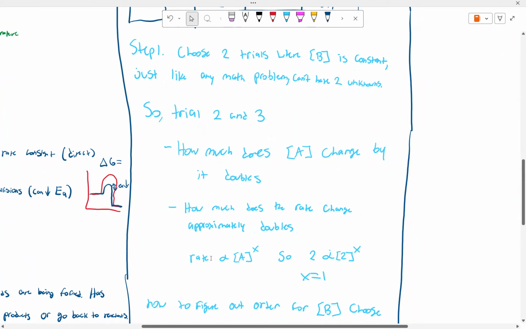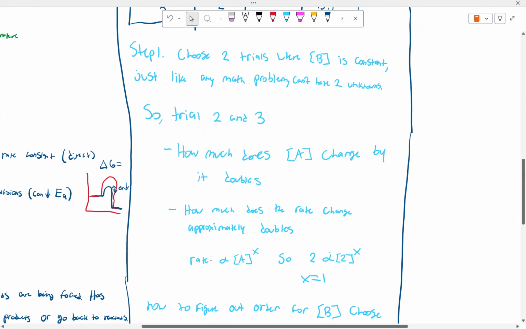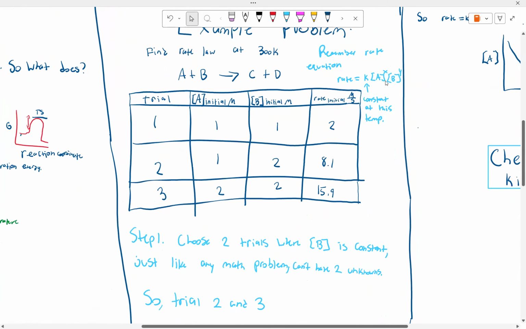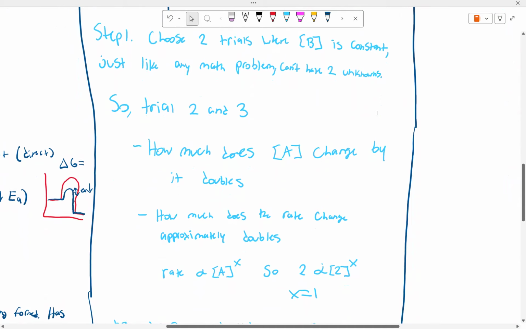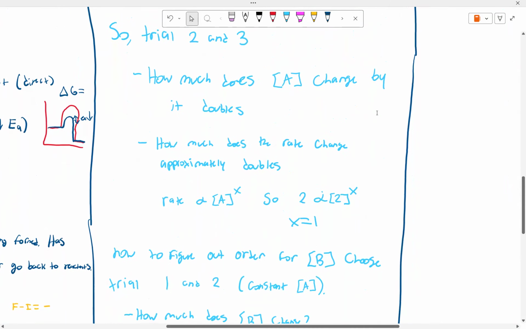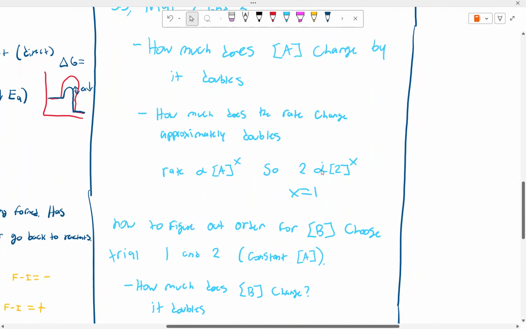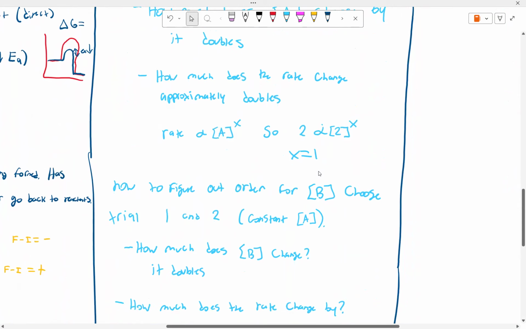And where did I get this rate proportional to A to X? Because we're keeping B constant in this rate equation. We're assuming we're not looking at k right now. We're just saying rate is proportional to A to the power of X. That's what we're solving for. These two, let's just assume that they're held constant in order to find X. So yeah, that's where that came from. So basically X is equal to 1 because 2 to the power of 1 is equal to 2.